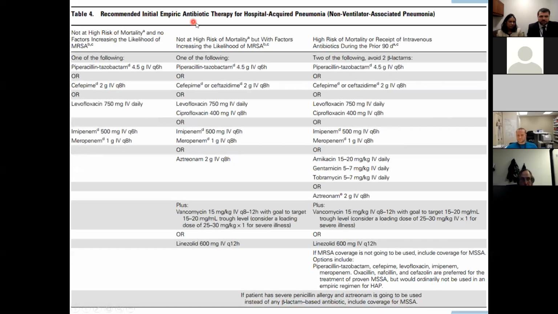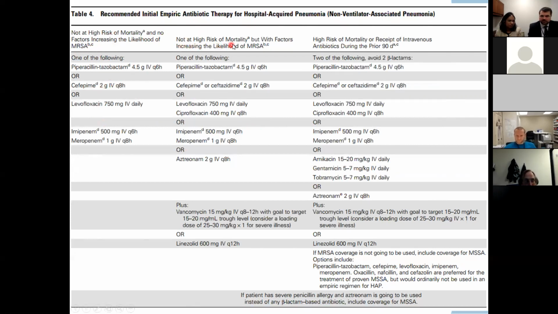And then here is another big table. These are recommended initial empiric antibiotic therapy for hospital-acquired pneumonia, non-ventilator associated. So the ventilator-associated pneumonia was the previous one, and those patients can be extremely sick. These patients can too, but this wanted to give kind of a risk stratifying option at the top. So if they're not at high risk of mortality, so they're not that sick, and then no factors for MRSA, you can give one of the following.